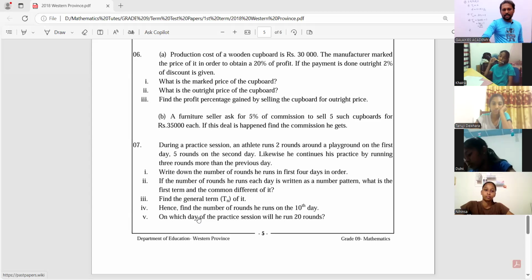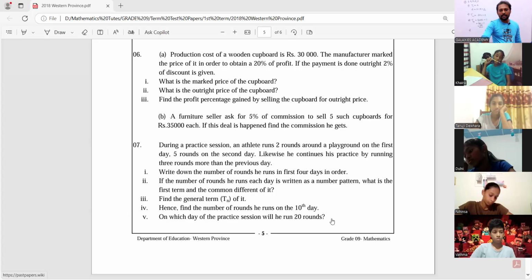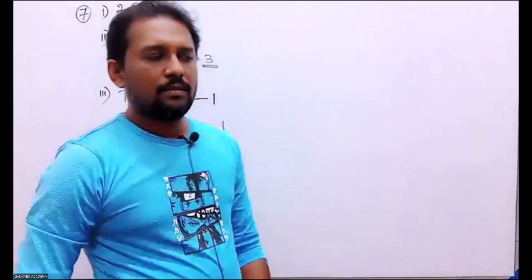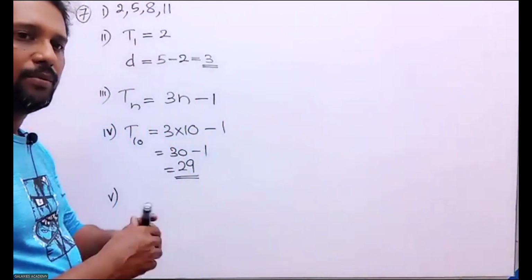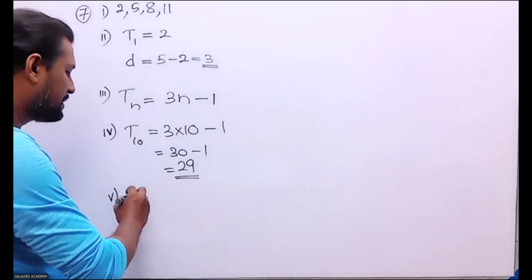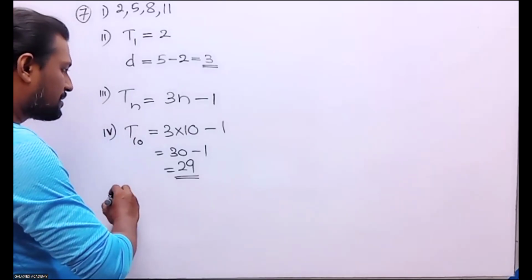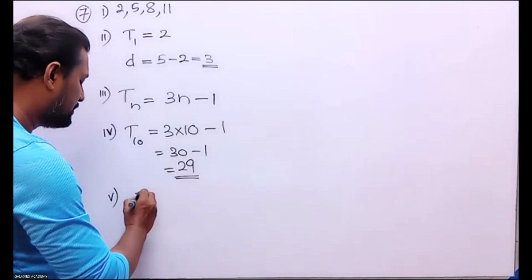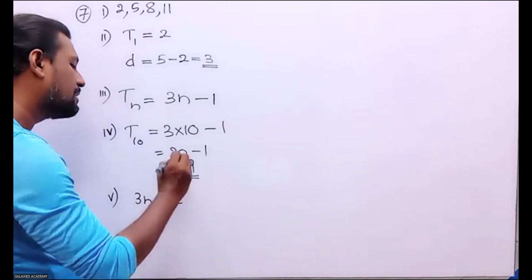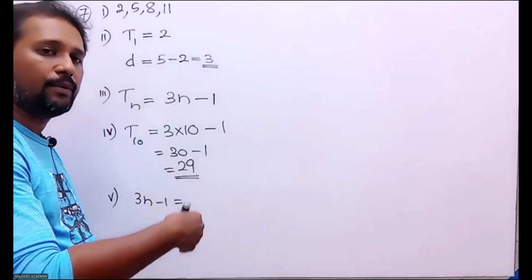Right. Then look at the next one. On which day of the practice session will he run 20 rounds? That means you have to find the value of n, no? Which term? If you want to find the n, what you have to do? You have to build up a simple equation. The one side should be the general term, 3n minus 1, and the other side should be the given value. Given value is 20.